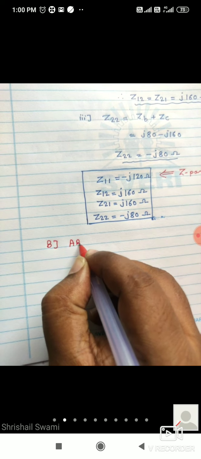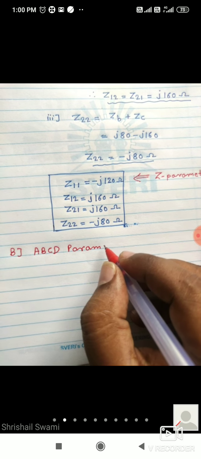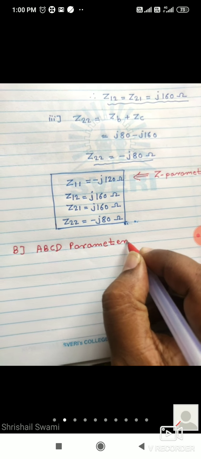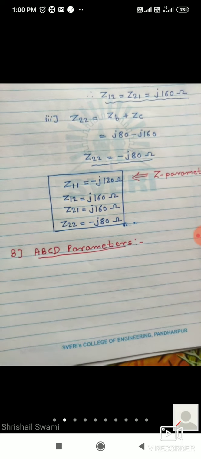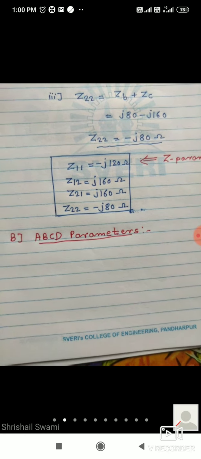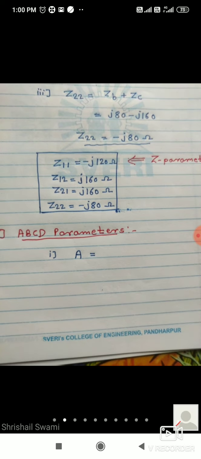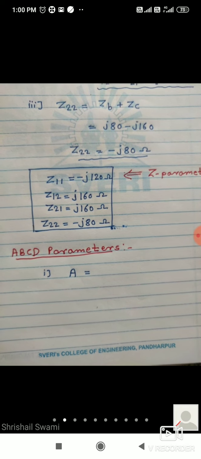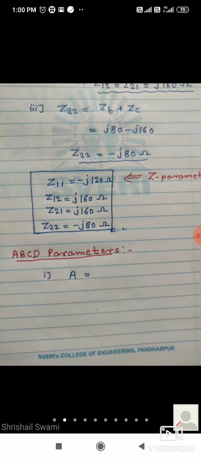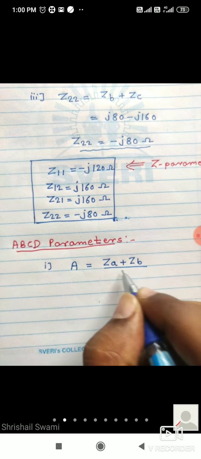Okay. Now second part, how to find out transmission parameters or ABCD parameters. What are the formulas? You know ZA, ZB, ZC. The formulas should be remembered, either the formulas or the relation between ABCD and Z. So how to find A? Everything has ZC in the denominator, ZC is common everywhere. So A is equal to ZA plus ZB divided by ZC.